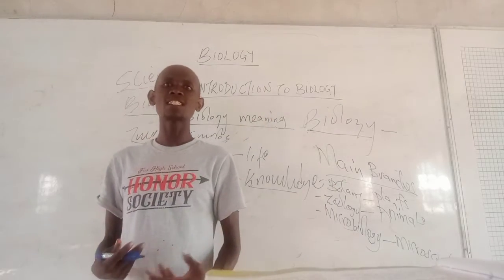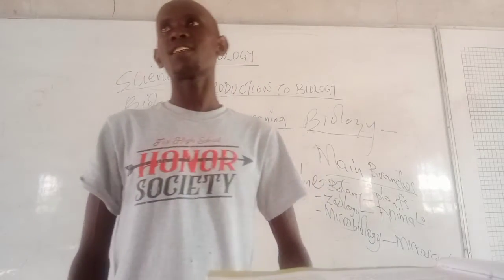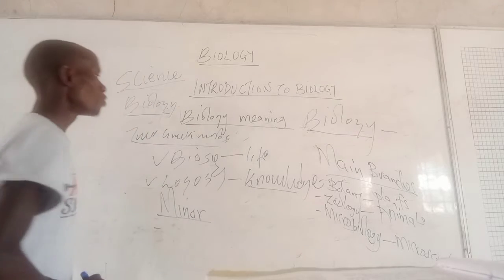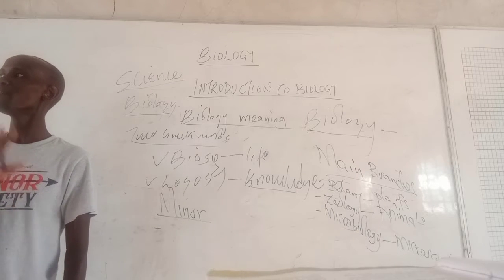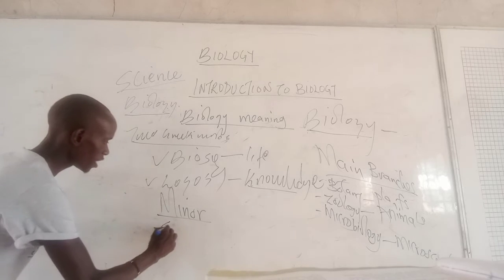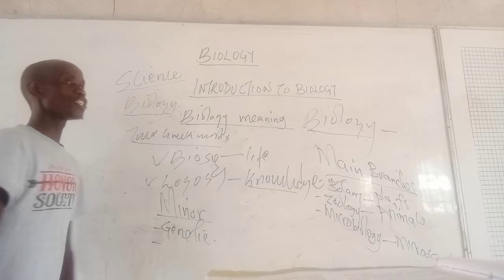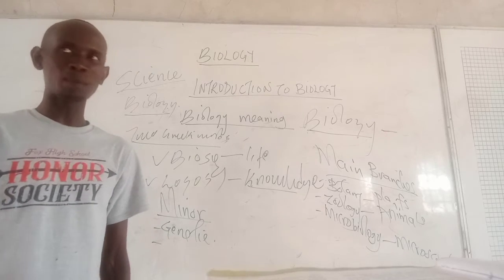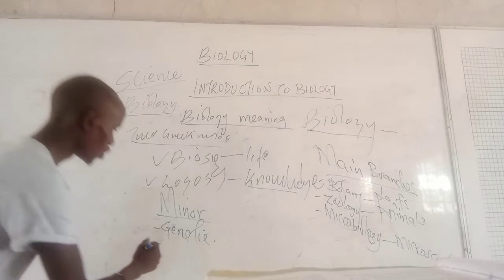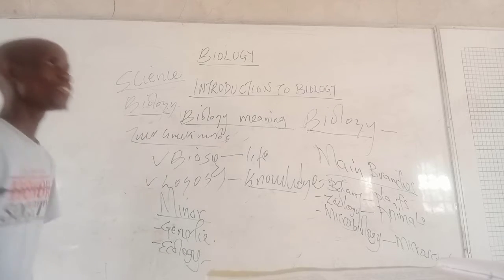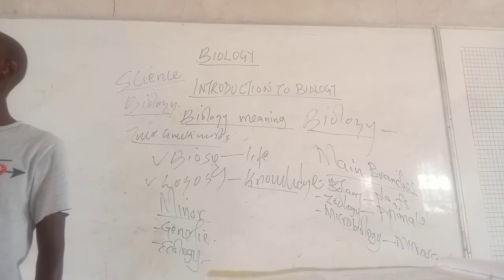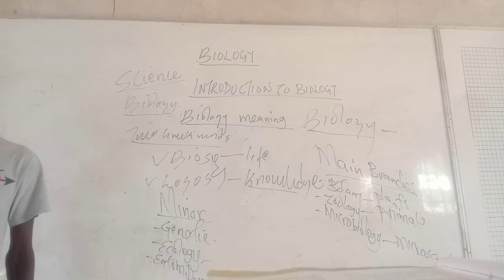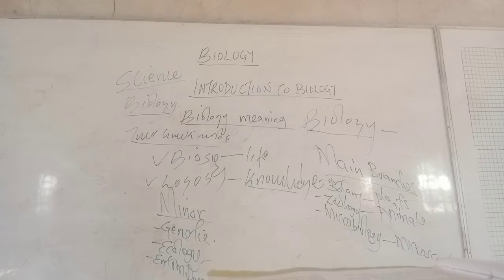Then apart from the main branches, we have minor branches. I want you to tell me some of the minor branches; we just list them down and give their definitions. We have genetics, which is the study of inheritance and variation. Now give me a minor branch and its definition. Ecology: study of living things and their surroundings, correct? We have entomology: study of insects. Very good. We have cytology.